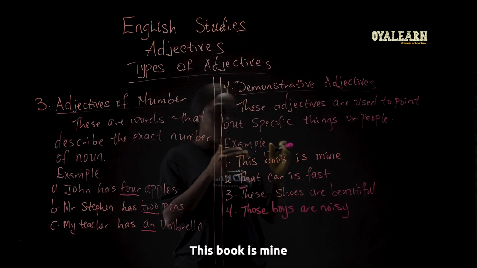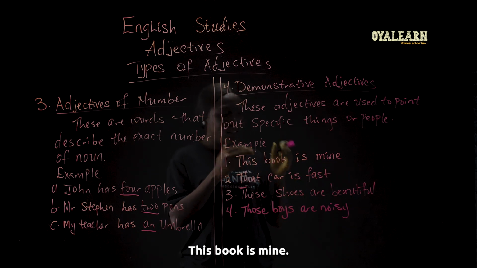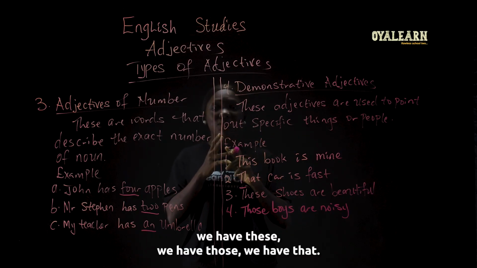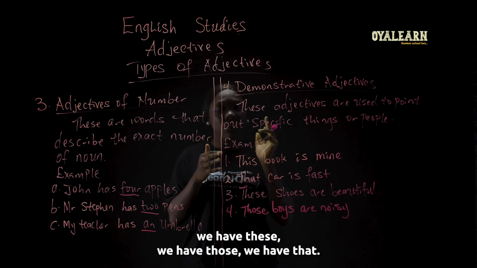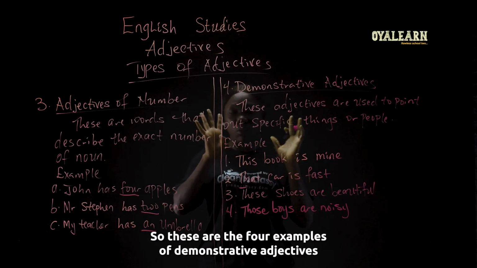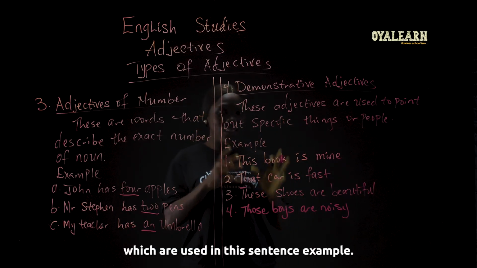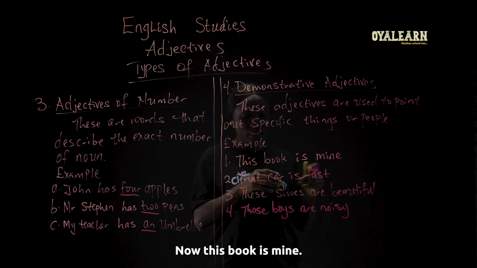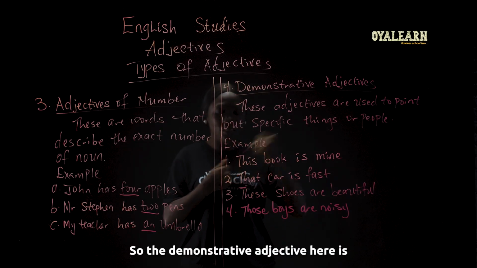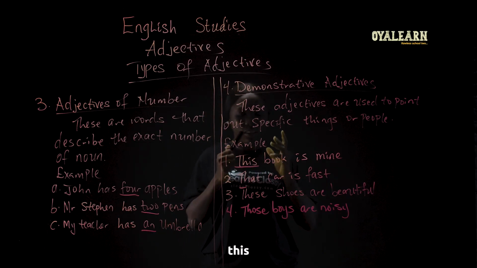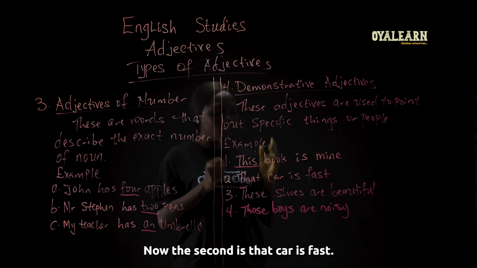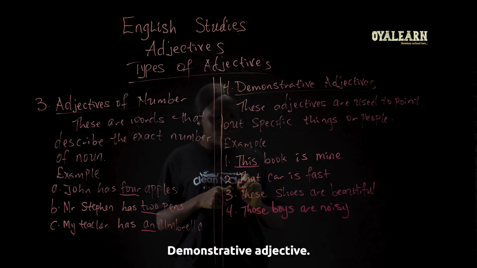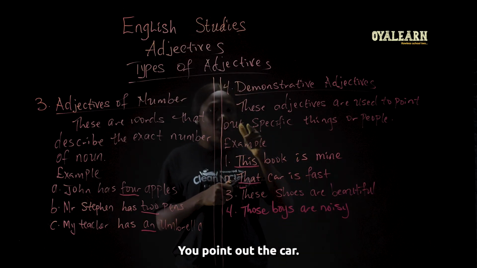Now, examples of demonstrative adjectives. 1. This book is mine. The demonstrative adjectives we have are this, these, those, and that. These are the 4 examples of demonstrative adjectives. In this sentence, the demonstrative adjective is this. The second is, that car is fast. That is a demonstrative adjective. It points out the car.